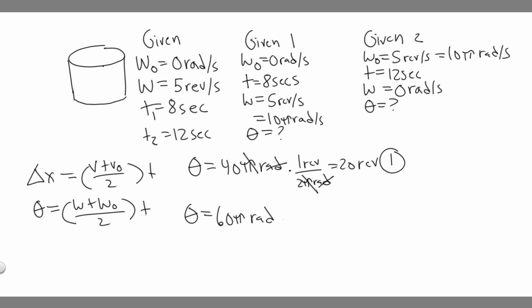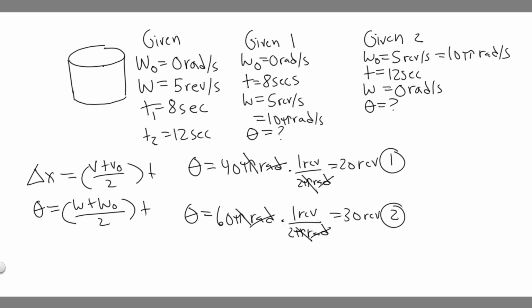So 60 pi radians. Once again, we're going to convert to revolutions because they want to know how many revolutions it is. Cancel out the radians, just like here. Now we have it in revolutions. The pi's cancel, 60 divided by 2 is 30. So 30 revolutions. This is how much it turns in interval 2.